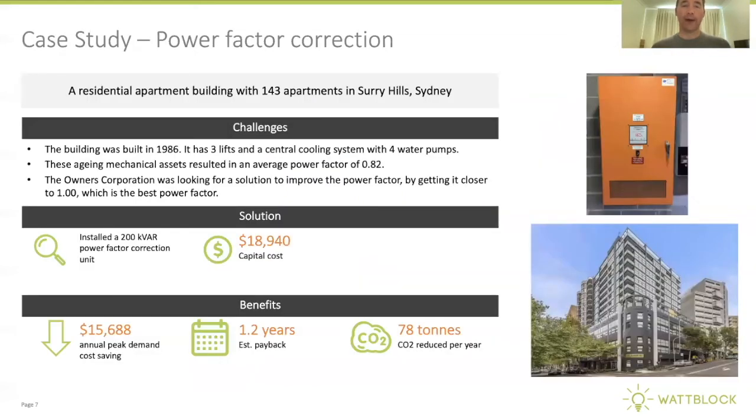Here's a case study of a power factor device being put into an apartment block of 143 apartments in Surry Hills in Sydney. And this was a 200 kVAR power factor correction unit. So power factor correction units themselves come from 25 kVAR up to, say, 200 kVAR. And the more kVARs that there are, the more expensive the power factor correction unit. So this was quite an expensive one, being a 200 kVAR unit, but it still gave payback in 1.2 years.